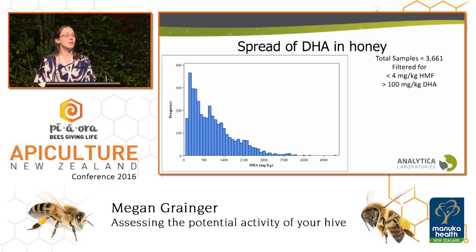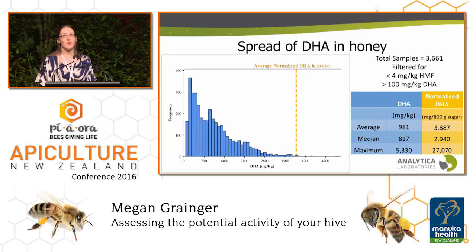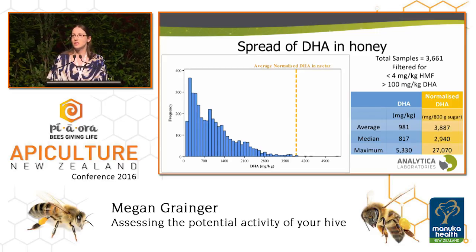And you can see the spread is an awful lot lower than what we were finding in the nectar. So our average is only 980 milligrams per kg, and the maximum is only 5,300. So if we compare this back with the nectar and we overlay it, our average from the nectar is actually 5 times higher than what we're seeing in the honey samples.